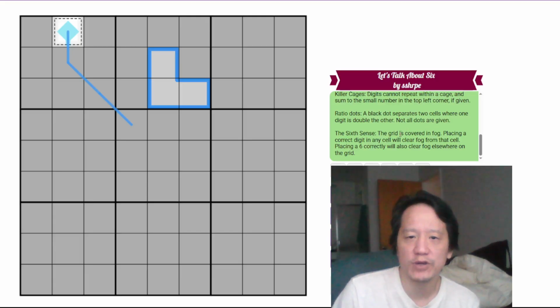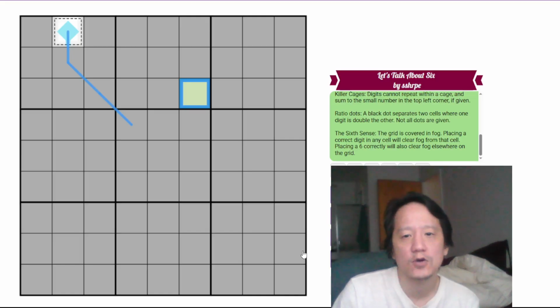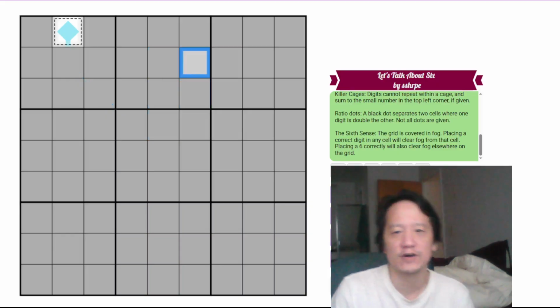And then finally, we have the sixth sense, where the grid is covered in fog. Placing a correct digit in any cell will clear fog from that cell. So if you place a digit correctly, say in this cell, it will just clear the fog in that cell. And placing a 6 correctly will also clear fog elsewhere on the grid. So if you place a 6 correctly, it will clear the fog somewhere else in the grid. So this is dynamic fog of war here.